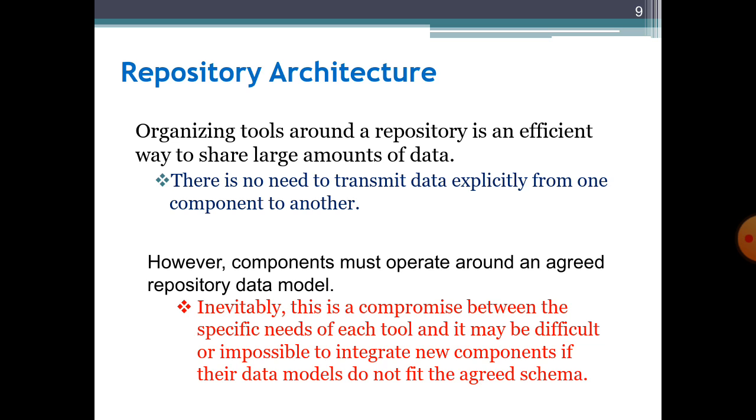So we can say that there is a compromise between the specific needs of each tool, and it may be difficult, or even impossible, to integrate new components if their data models don't fit the agreed schema. From this we can conclude that every independent component should be coherent with the data model of the central repository or shared database. All of these independent components must be coherent in terms of schema with the central repository data model.